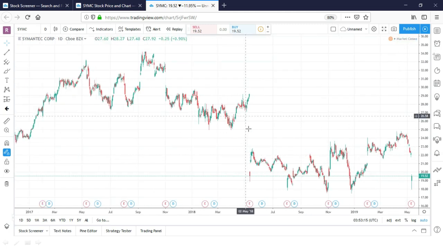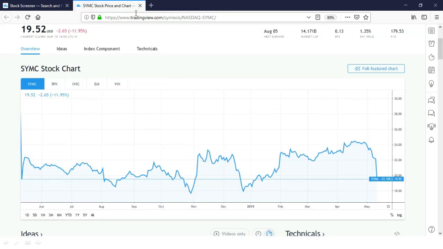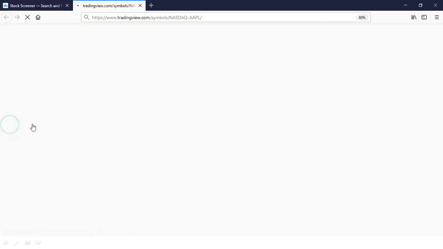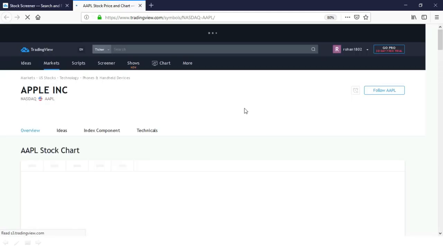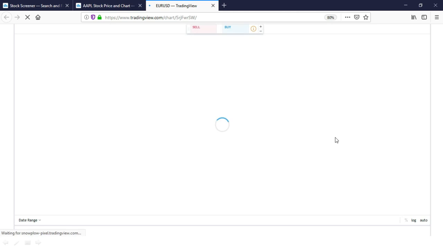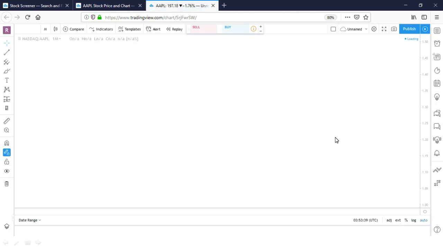As we see, there is a very huge gap over there. We have to take some other stock, like Apple. We want Apple Inc. We take the feature chart and check whether a positive stock is there or not.